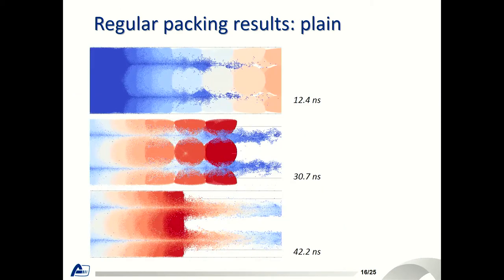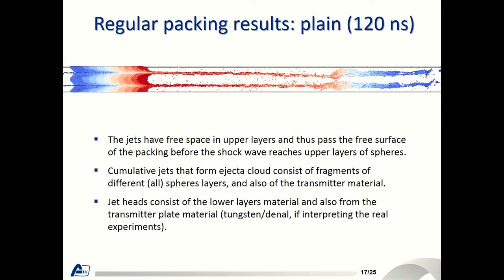Here are the results for plane pack. And here you can see that the jets that do appear at the contact between plate and spheres have a free space to flow into. So the jet head doesn't hit the particles that are situated before it. It just continues to freely expand. And we see that in such a situation, huge jets appear, whose heads are here, and this is the jet body.